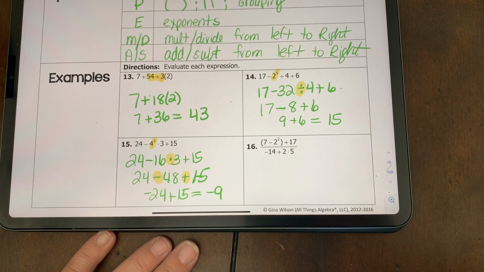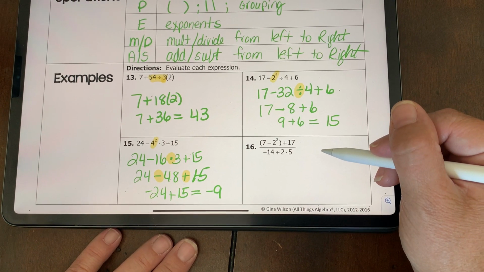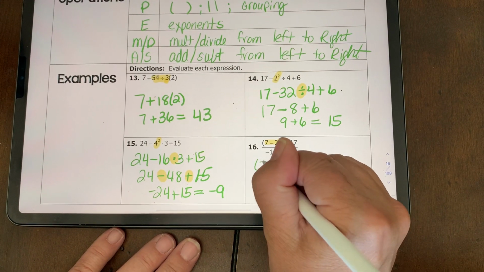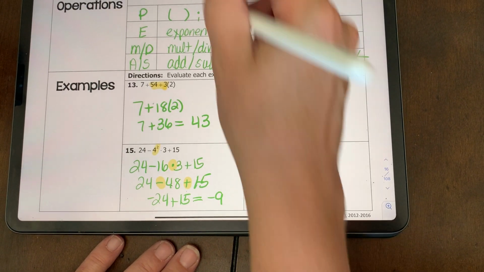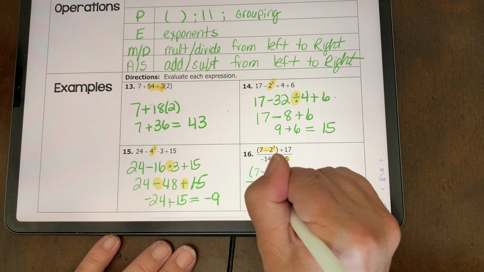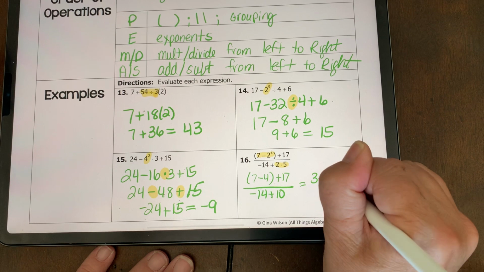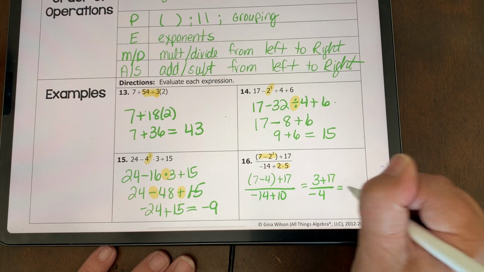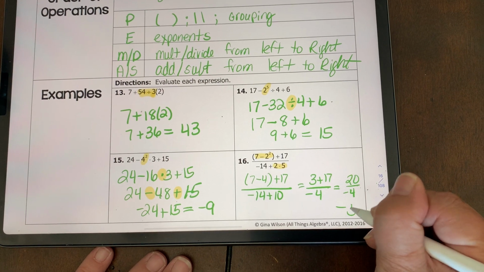All right. And so now if you think about the next question, number 16, you would do the parentheses first. So you got to do everything inside of these parentheses. So you would do 7 minus 4 plus 17. And you're also going to look at the bottom because it's like 2 separate problems. And so you would do a negative 14 plus 10. Well, 7 minus 4 is 3. Negative 14 plus 10 is a negative 4. So I would get 20. You're going to do the top and the bottom. And once you get to a number, then you would divide.